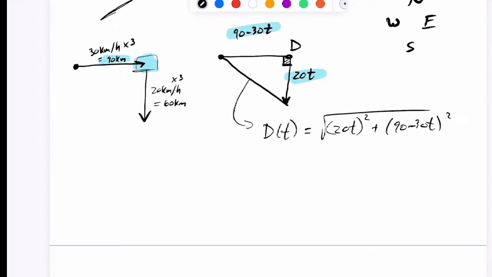And I want to minimize that, so this ends up being d at t is, Joanne, does this make sense? This will be 400t squared.